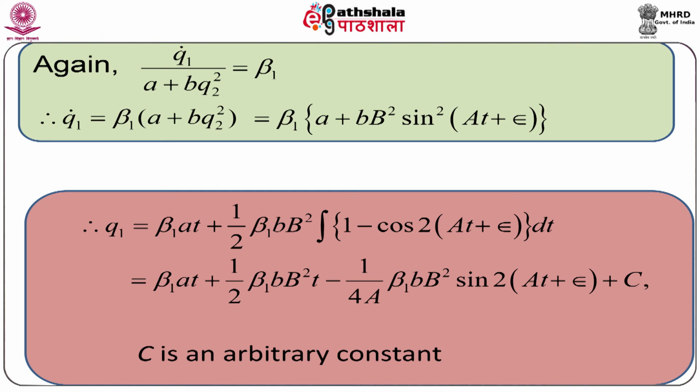b into capital B square integration of 1 minus cos 2 into capital S into t plus epsilon dt. On integration, q1 becomes q1 equal to beta 1 a into t plus half beta 1 b into capital B square into t minus 1 divided by 4 into capital S into beta 1 b into capital B square sin 2 into capital S into t plus epsilon, plus integrating constant c.